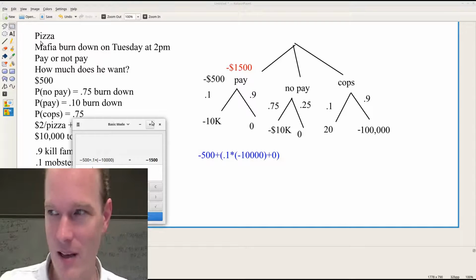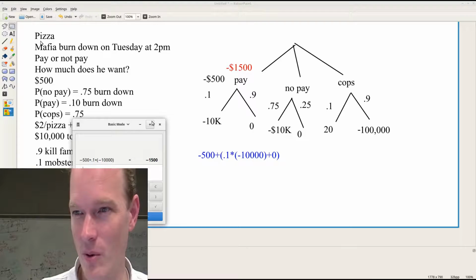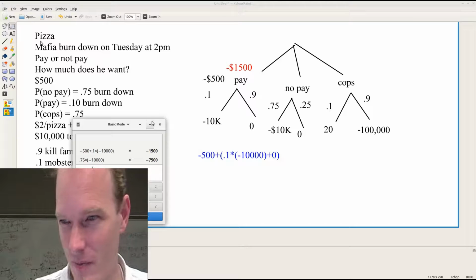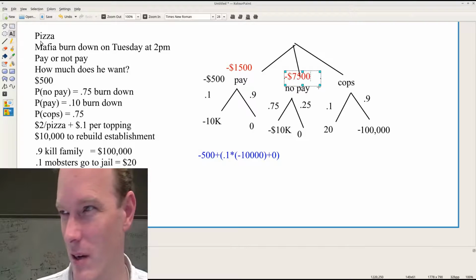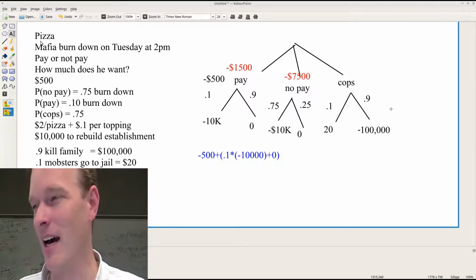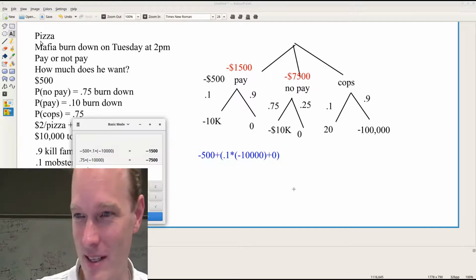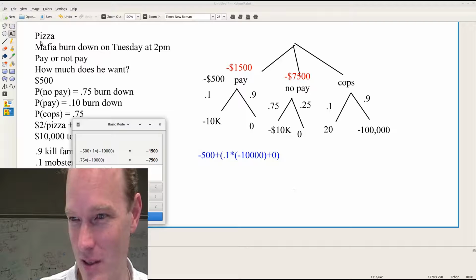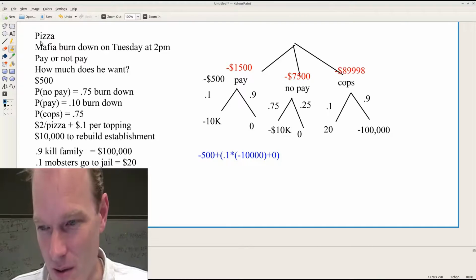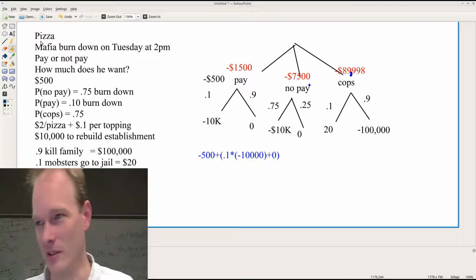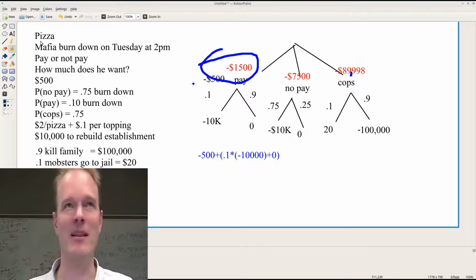Okay, yeah, here's the value of not paying. 0.75 times minus 10,000. Negative 7,500. Okay. How bad is it to call the cops? 0.1 times 20 plus 0.9 times minus 100,000. How do we make a decision now? Choose the least crappy world. Yoink, it's pay the mafia.